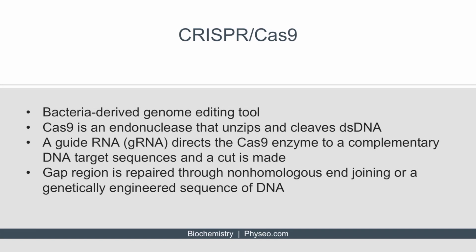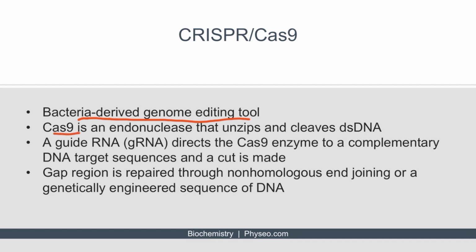It's a long name that you don't need to remember, but you should know that CRISPR-Cas9 is a feature of the bacterial immune system that allows bacteria to fight viruses. Biologists have discovered that this tool can also be used very precisely to edit the genome. So CRISPR-Cas9 is a bacteria-derived genome editing tool.